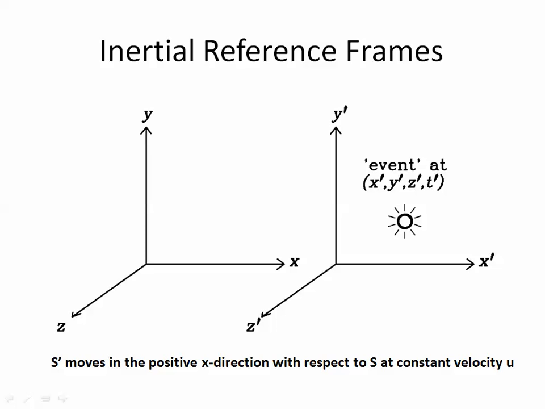From the Newtonian point of view, we can therefore define a set of transformations for an event between the coordinate systems as follows. From S to S prime, we have x prime equals x minus ut, y prime equals y, z prime equals z, and t prime equals t. From S prime to S, we have x equals x prime plus ut, y equals y prime, z equals z prime, and t equals t prime.